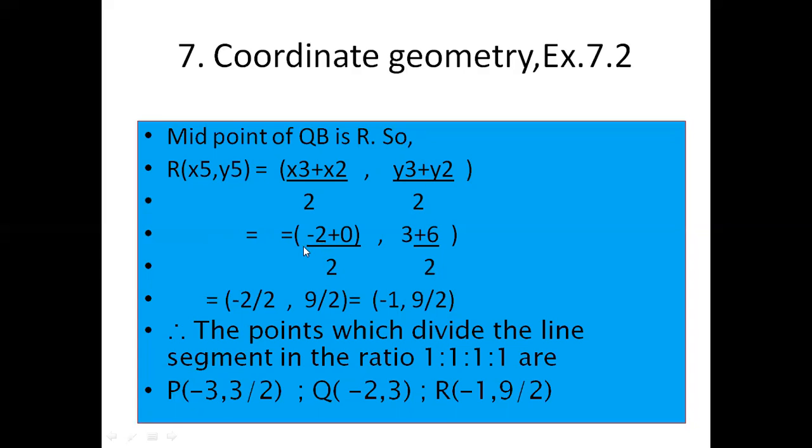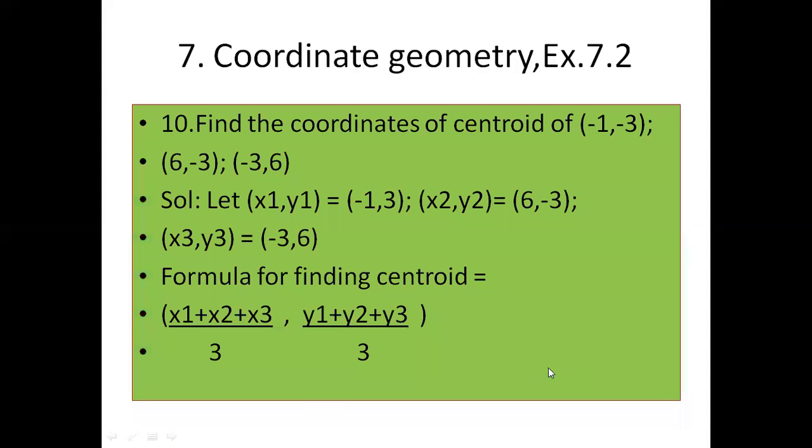Substitute the values. (Minus 2 plus 0) by 2 and (3 plus 6) by 2, that is minus 2 by 2 comma 9 by 2. Minus 2 by 2, its value is minus 1. 9 by 2, leave it like that, 9 by 2 only. So the points which divide the line segment into 4 equal parts, that is in the ratio 1:1:1:1, are P (minus 3, 3 by 2), Q (minus 2, 3) and R (minus 1, 9 by 2).